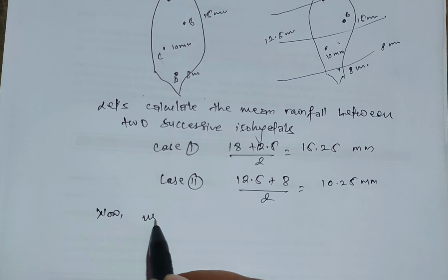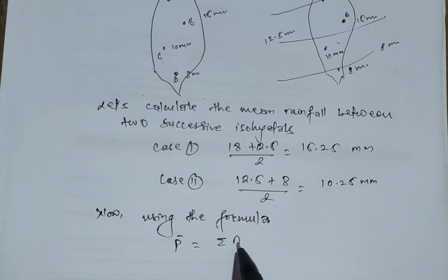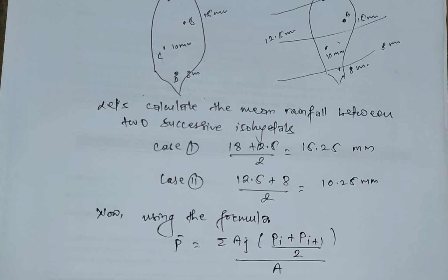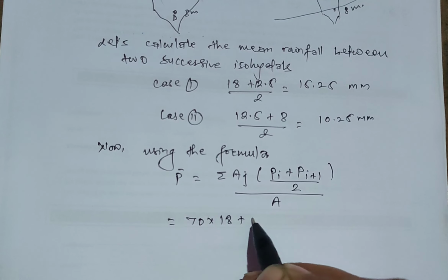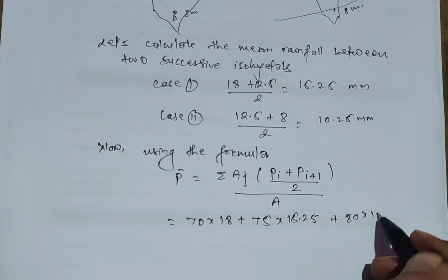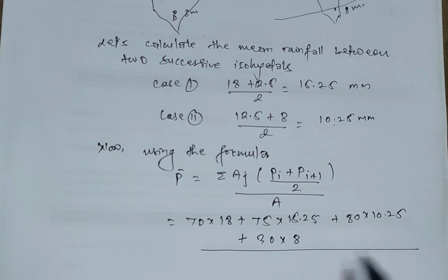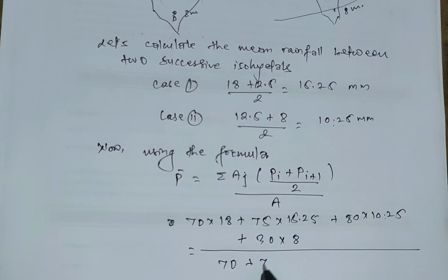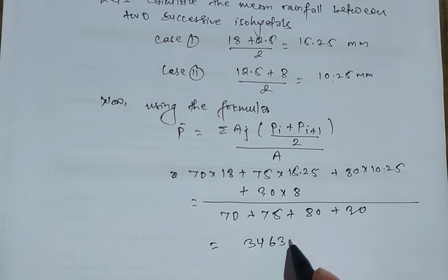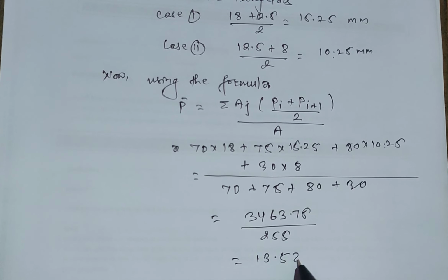Now using the formula, P bar equals 70 times 80 plus 75 times... This value is from the question, divided by 70 plus 75 plus... So on solving this, the result will be this by 54, and simplifying this, the value will be 13.583 mm.